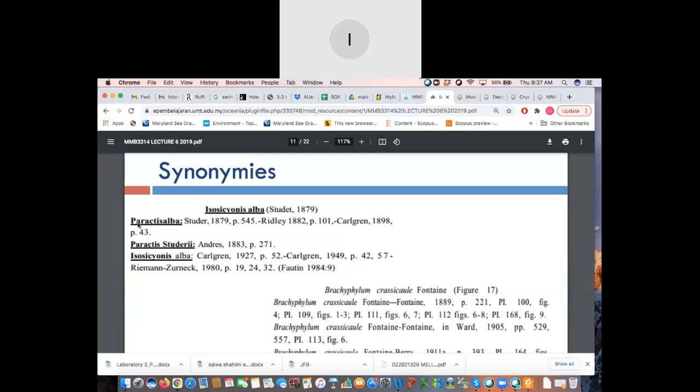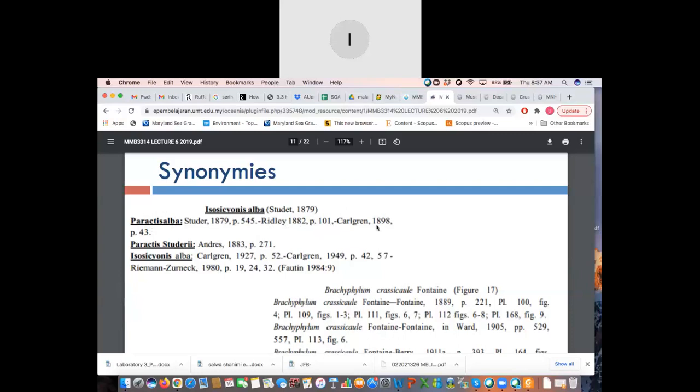So it was written as Paractiselba, not even with the space. So it's found in this author's work in this year, and it can be found on page 545. Then later on, another author by the name of Ridley in 1882 also described it, but with this name, and it can be found on page 101.